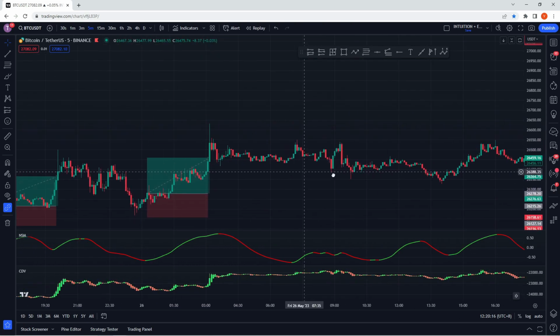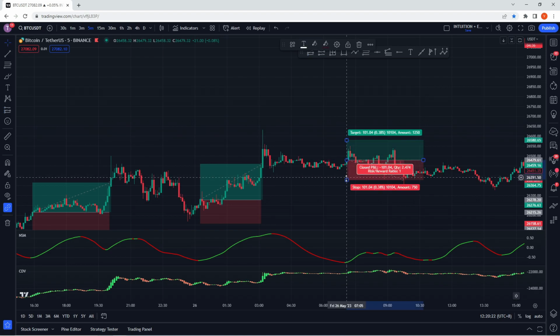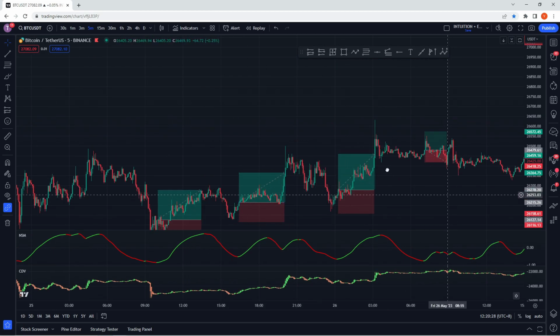Right here we will probably have our first loss, red to green, and take that position. Stop loss right below, 1.5:1. Yeah, that will be our first loss out of 4 trades.